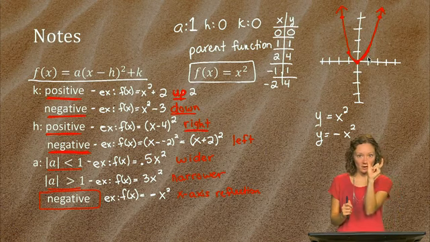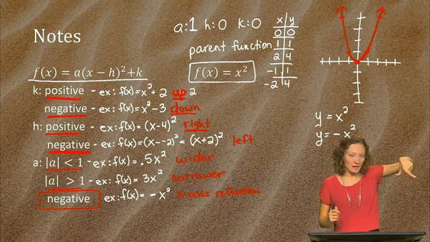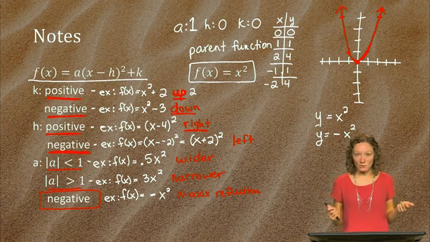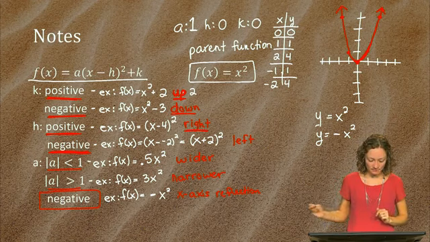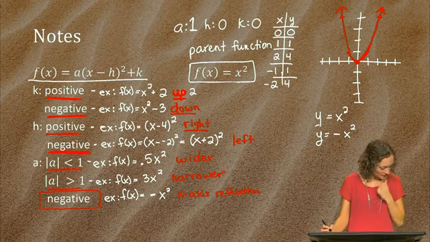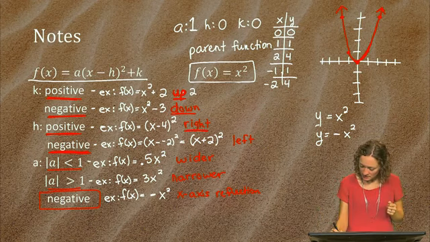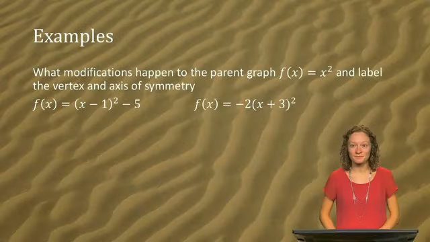That's the one we're always going off of. What happens to that parent function? It gets shifted here, reflected here, and it's wider. That's kind of how we'll describe these on the next page. I think that's good here. All right. Okay, so now let's take a look at some practice problems.